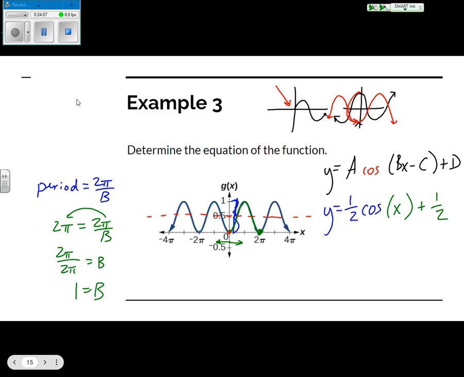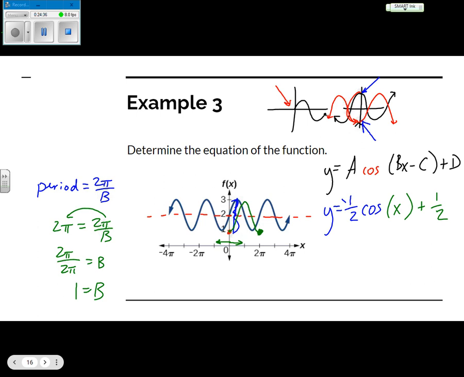One thing I did miss on this before I let you try one is that this graph did get reflected. Remember, cosine normally started up here on the hill. The fact that it started on a valley this time means that I have to reflect it, which just is going to be a negative on my amplitude, and that reflects the whole graph. And this would be one answer I would accept that I think would be the easiest one to get to.